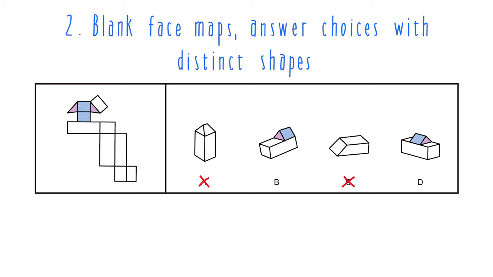In choice B, the little roof section is shown sitting off towards the end of these long rectangular faces. And choice D shows it sitting in the middle. The map shows that this rectangular face of the roof connects to the middle of this long rectangular face. And that only matches choice D, so D is the answer.